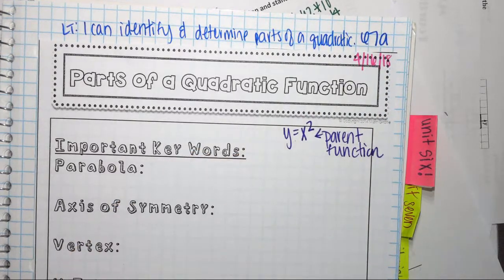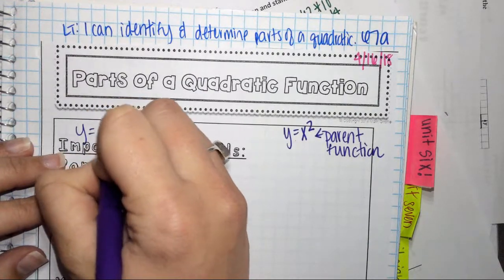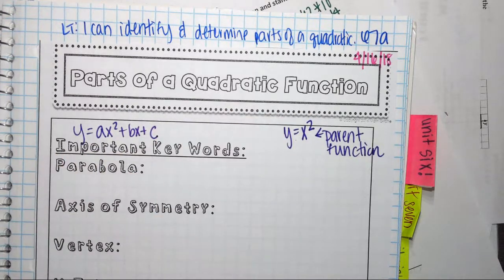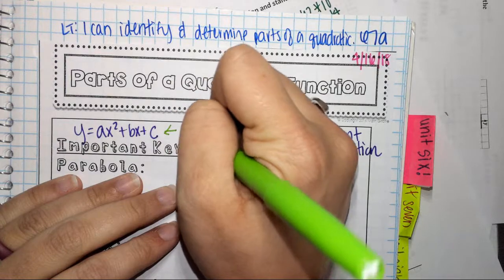And we can also write a quadratic in standard form, which is y equals ax squared plus bx plus c. Now, this standard form is very important for how we're going to determine algebraically our parts. So this is standard form.